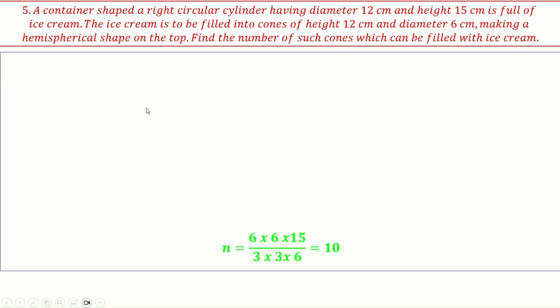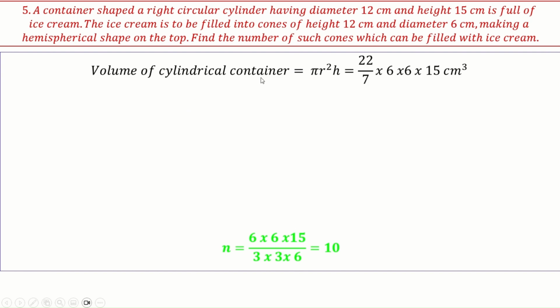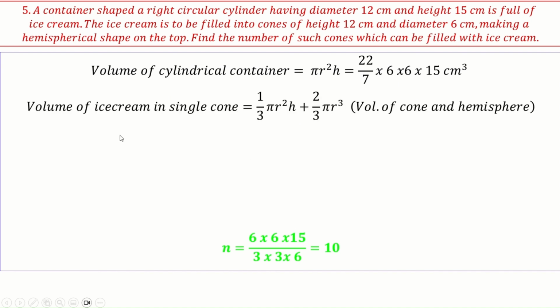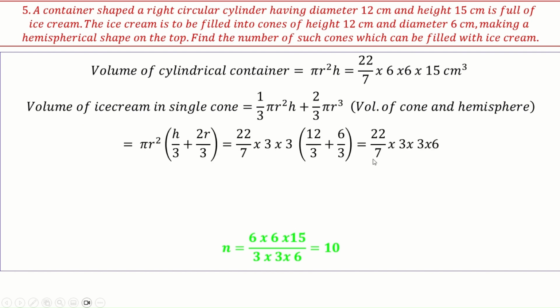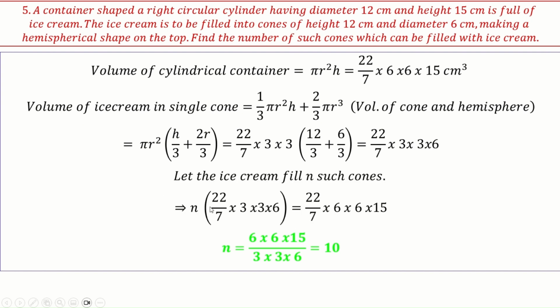Okay, you know the ice cream shape and the container shape now. So the volume of the cylindrical container is pi r square h, which is distributed into n number of cones with a hemisphere on top. The volume of the ice cream in a single cone is 1 by 3 pi r square h plus 2 by 3 pi r cube. So this is the value of one ice cream. For n number of ice creams, n into this value is equal to the container volume. So n is nothing but 10 if you calculate. Okay, next.